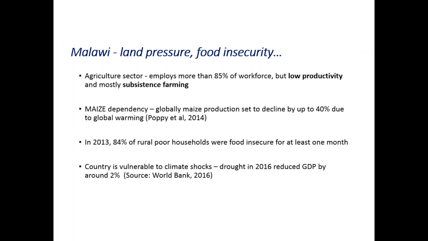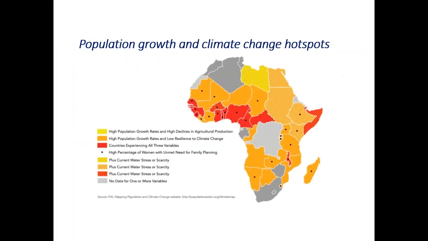In 2013, 84% of rural households in Malawi, for instance, were food insecure for at least 1 month, and the country is also vulnerable to climate shocks. Drought in 2016 is estimated to have reduced GDP by around 2%.